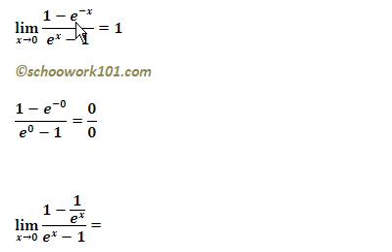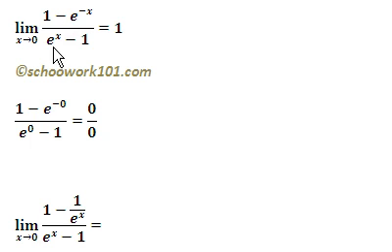We have the limit of (1 minus e to the negative x) over (e to the x minus 1) as x approaches 0. I'm claiming that this limit is equal to 1. We do the direct substitution, plugging 0 in for x, and then simplifying down. So e to the negative 0 is just e to the 0, which is 1. And 1 minus 1 is 0. And we get 0 in the denominator.